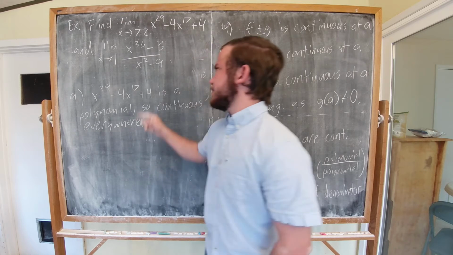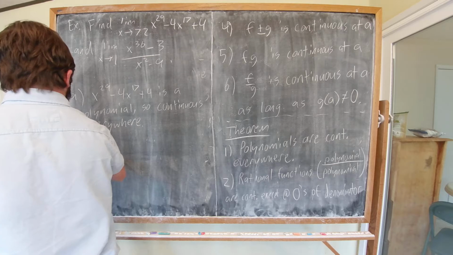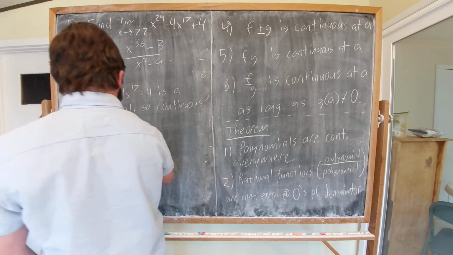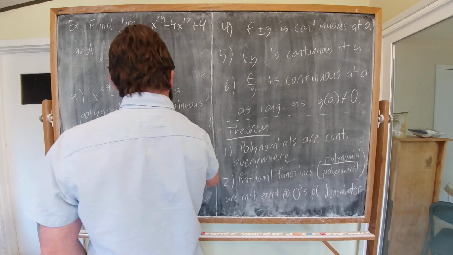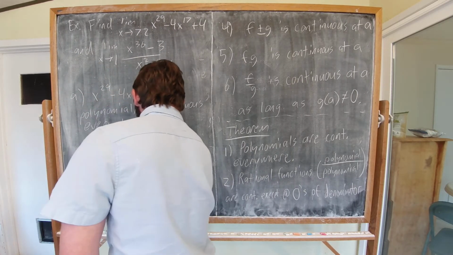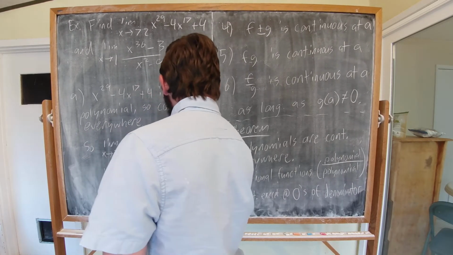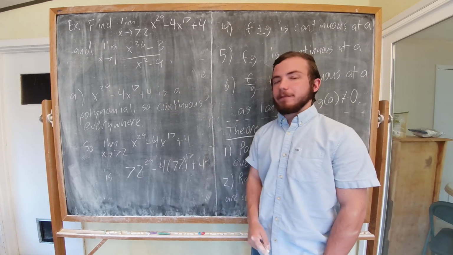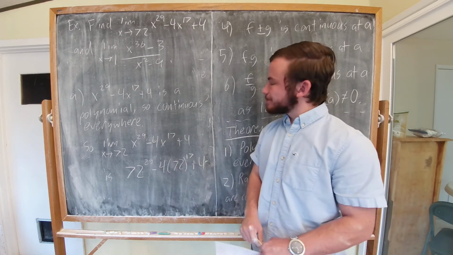More specifically, it's continuous at the point we care about, x equals 72. So, the limit as x goes to 72 of x to the 29th minus 4x to the 17th plus 4 is 72 to the 29th power minus 4 times 72 to the 17th power plus 4. And I'm not going to compute that because those are some very large numbers. But we know what that limit is, so that's nice.